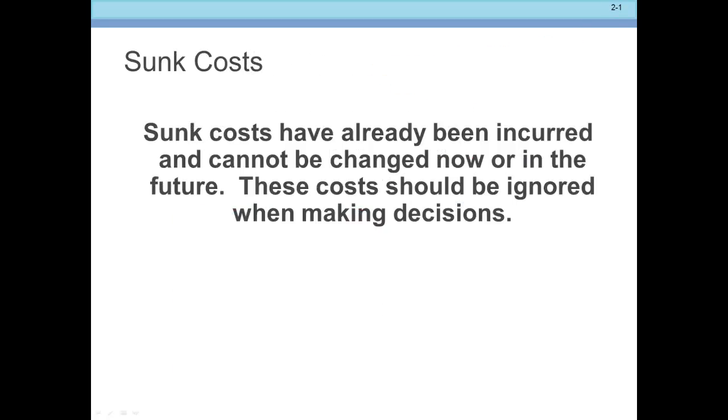Another type of cost we consider in decision making are sunk costs. These are costs that have already been incurred and that cannot be changed by any decision made now or in the future. Since sunk costs cannot be changed and therefore cannot be differential costs, they should be ignored in decision making. I bet it's human nature to consider sunk cost, even when we shouldn't.